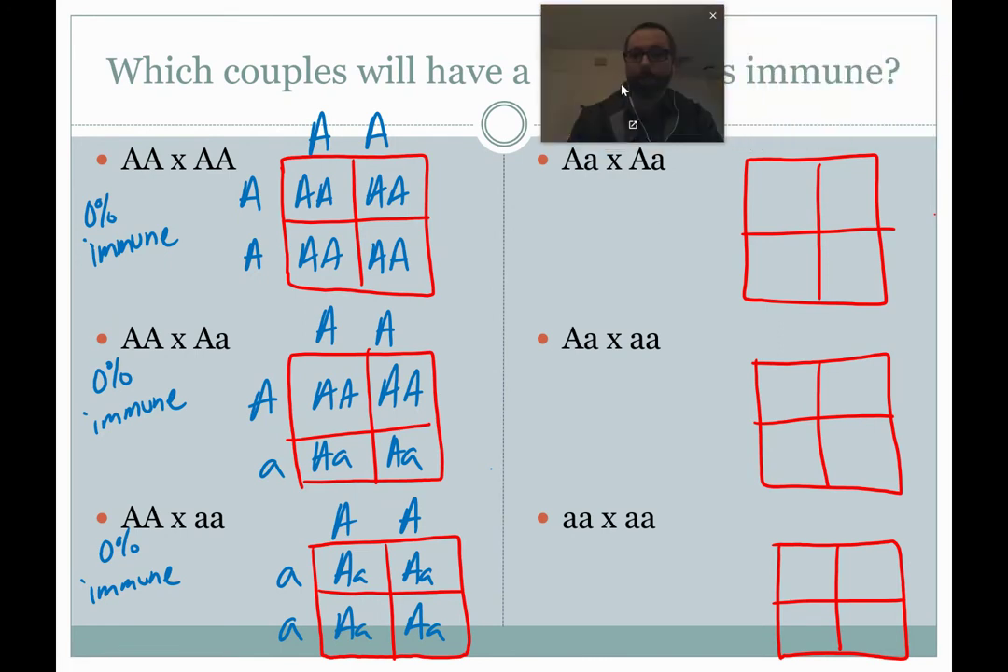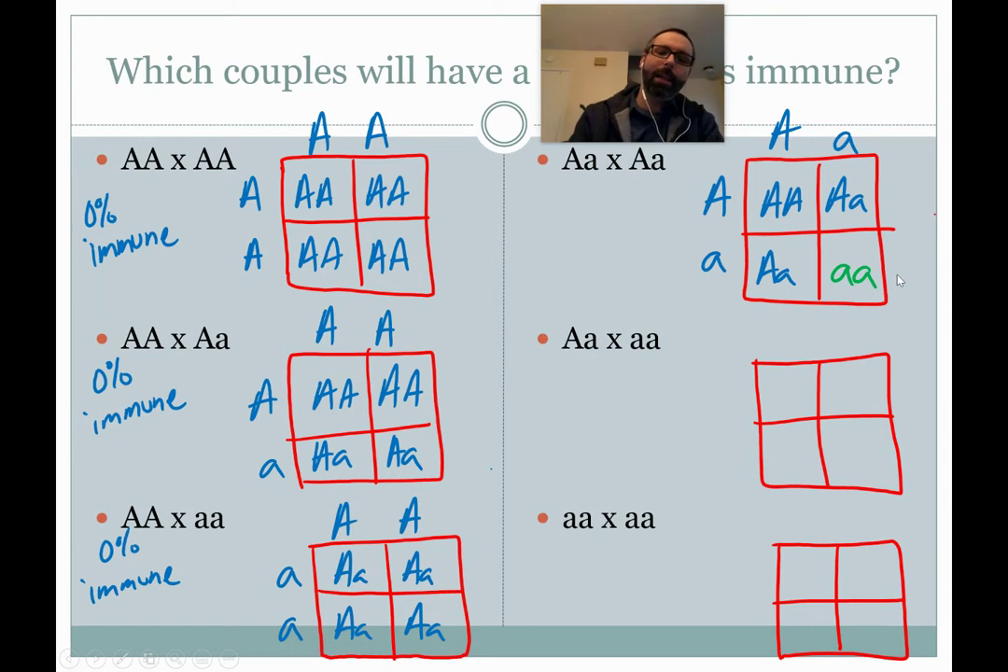One of the parents can give a big A or a little a, and the other parent could give a big A or a little a, which means that one of the kids will be big A, big A. Two of them will be big A, little a, but there is now one combination that leads to two little a's. There is a 25% chance that these two normal people will have a kid who is immune, right? 1 out of 4, 25% chance.